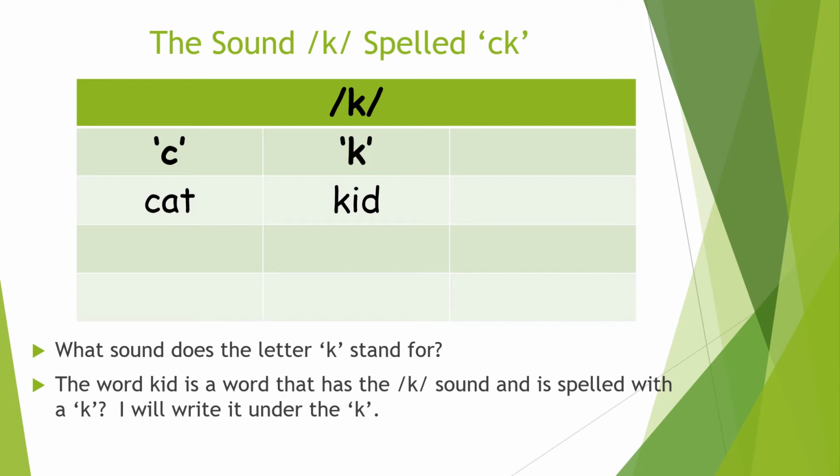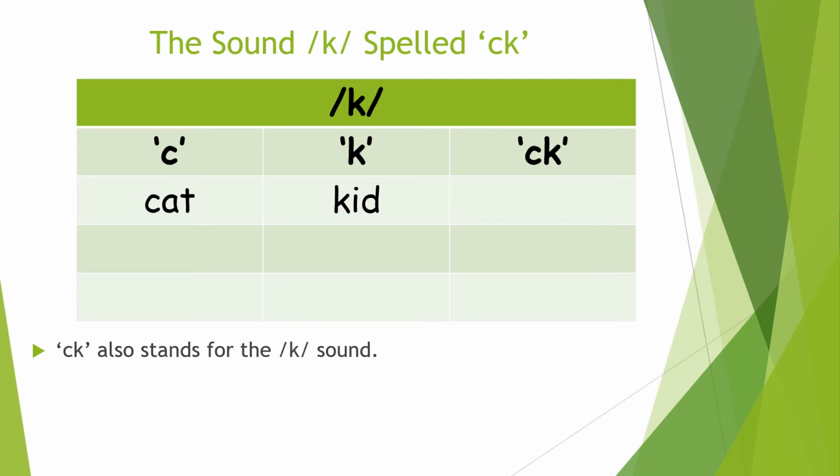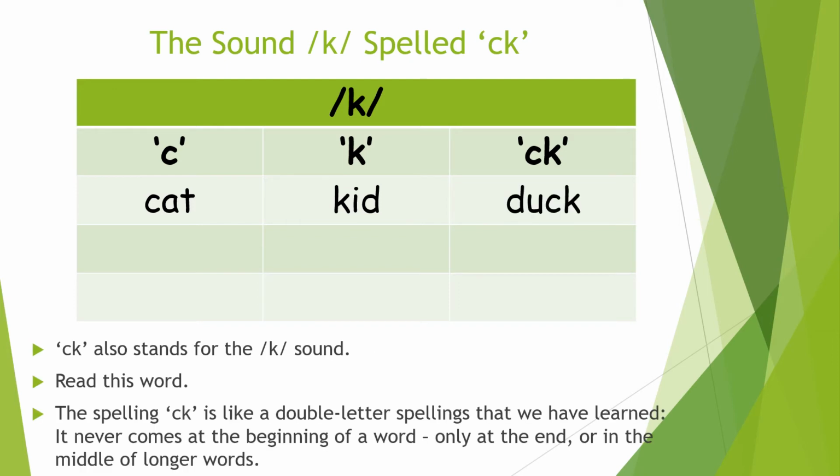Now let's look at another set of letters that make the k sound. CK also stands for the k sound. So now C says k, K says k, and CK says k. Read this word that I put up under the CK. This is the word duck. The spelling CK is like a double letter spelling that we just learned about, but it never comes at the beginning of a word. It only ever comes at the end or in the middle of longer words.